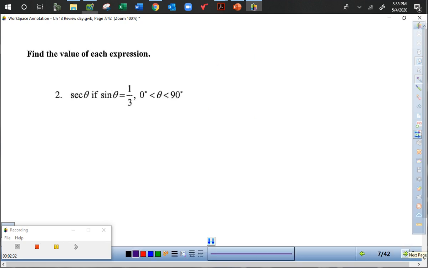So again, label your triangle in the correct quadrant and then solve for that missing side. So this time you can solve for secant. Pause the video and get that done.